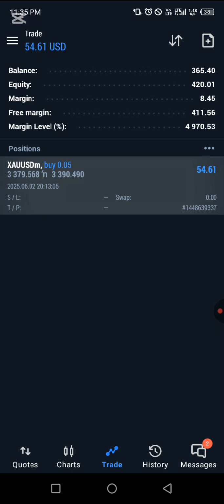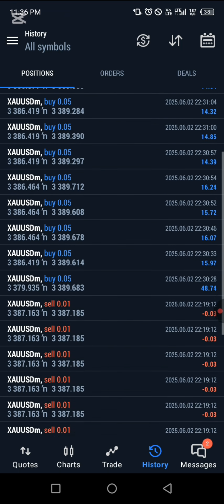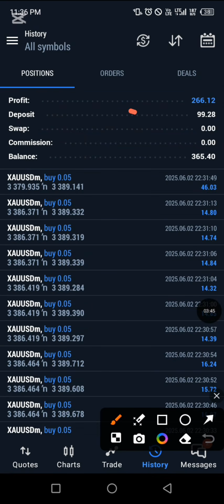Guys, can you see we are in deep profit? This account was actually a simple deposit of 99. Can you see $99 is the deposit? And we're already in $300 profit.